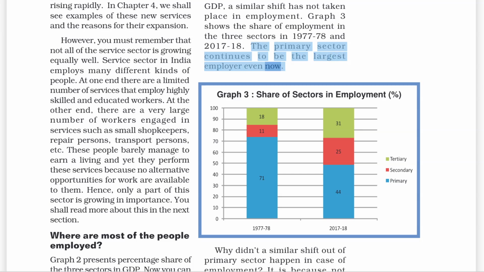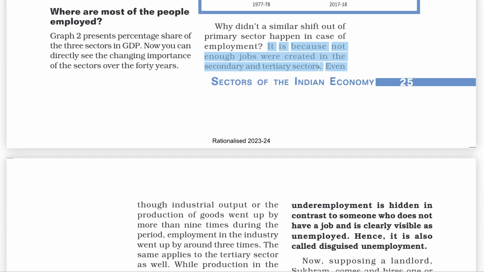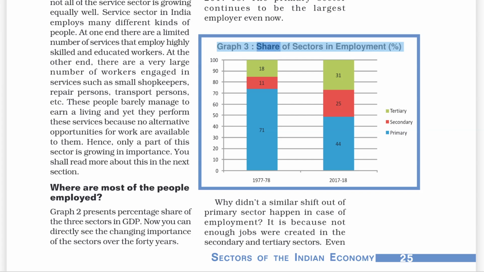The primary sector continues to be the largest employer even now. Why didn't a similar shift out of primary sector happen in case of employment? It is because not enough jobs were created in the secondary and tertiary sector. Graph 3, share of sectors in employment, percent.